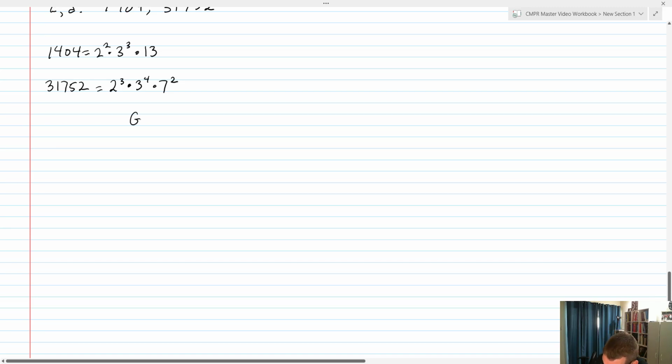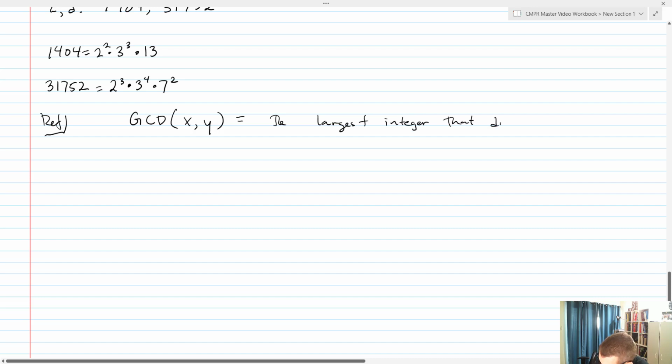And what we're going to see is the GCD of x and y. So we got our definition here: it is going to equal the largest integer that divides x and y. So it's got to be in common. And it's a divisor, so it divides both x and y, and it'll be the biggest integer that does both.